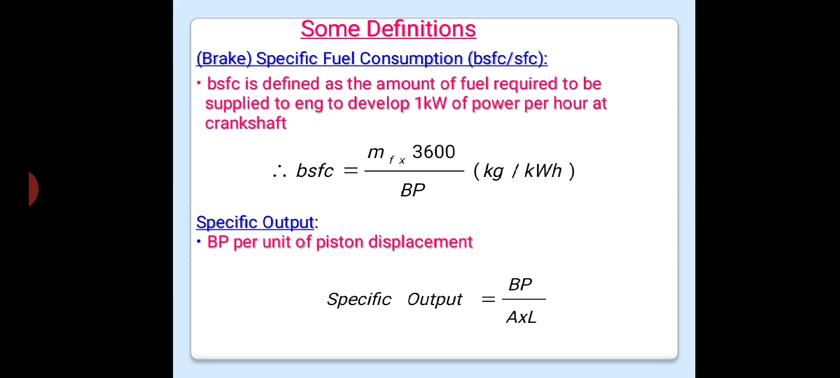Specific output. Brake power per unit of displacement is called the specific output. So specific output is equal to BP upon area into length. Therefore, for a given displacement of the piston, the brake power can either be increased by increasing the speed of the engine or by increasing the brake mean effective pressure.